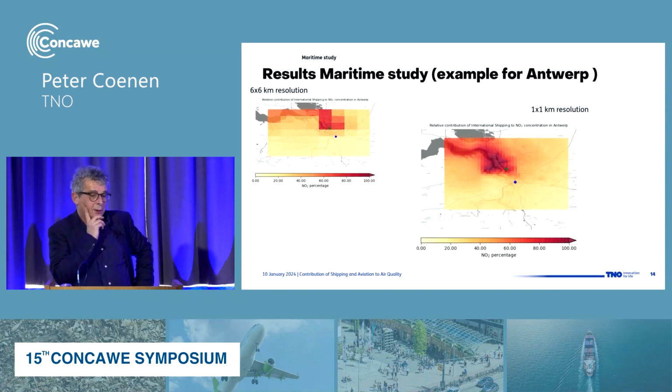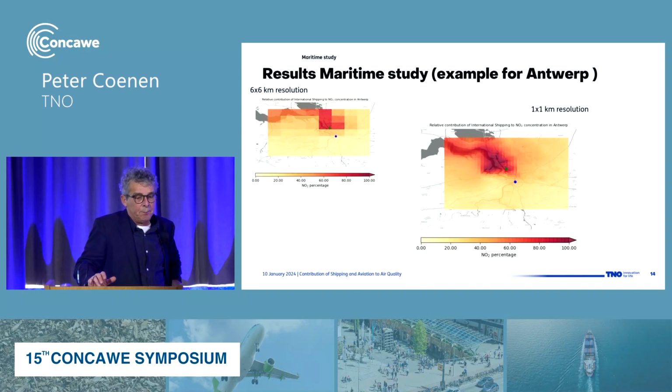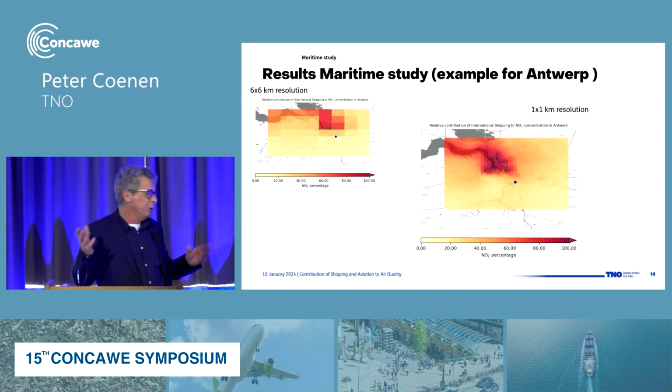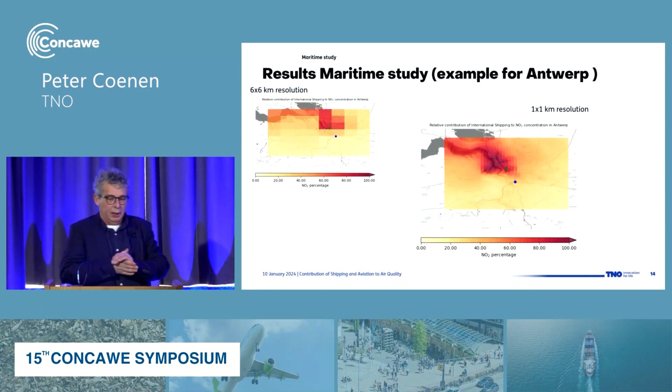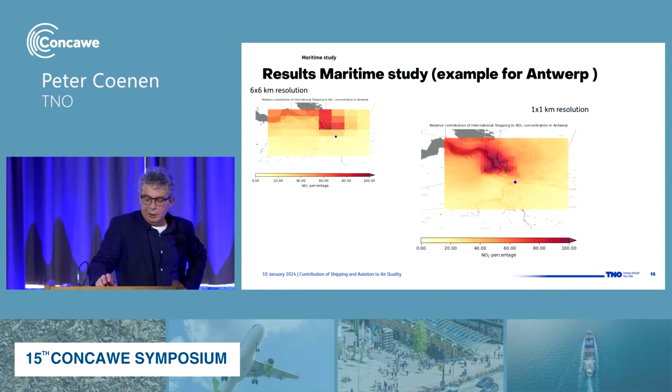Now we zoom into a harbor. Because we are in Belgium, we choose Antwerp. You see the result of the calculation on the 6x6 kilometer resolution on the left side, and on the 1x1 kilometer on the right side. When you go to higher resolution, you get a far more detailed picture. You see a green dot and a blue dot, and in all next figures, the green dot stands for harbor location and the blue dot for the city center, because we have to refer to a specific point on the map when we do the analysis.